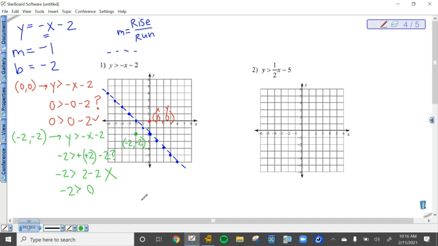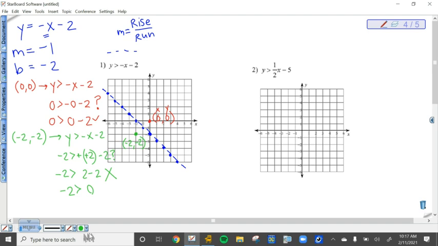So that means that down here, if I plug in any of these points down here, something similar would happen, where I would get a not true, I would get a false inequality. If I chose any point up here, same thing is going to happen. I'm going to get a true inequality. So that tells me that this whole side, that's my solution. That's the solution to the inequality.